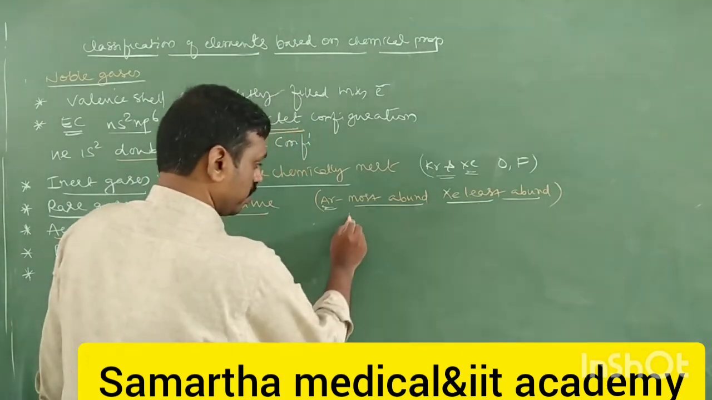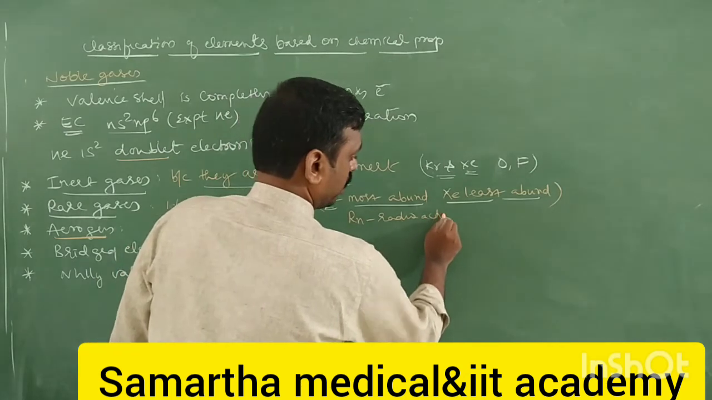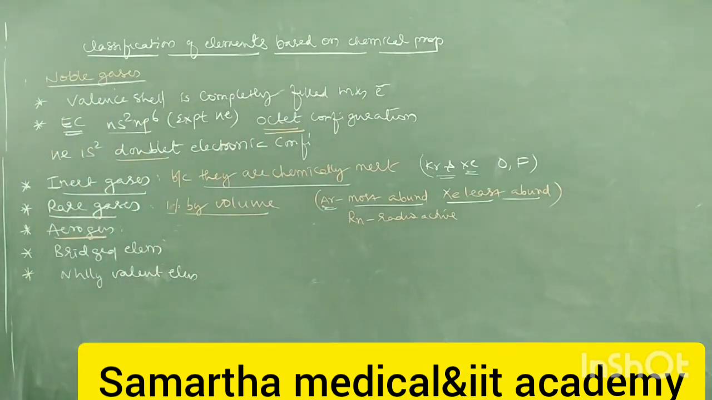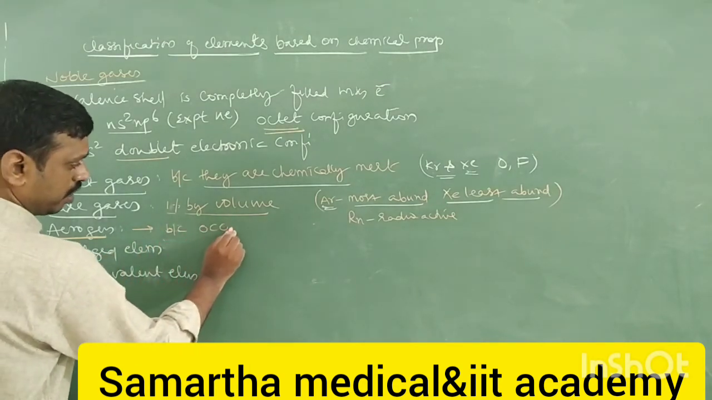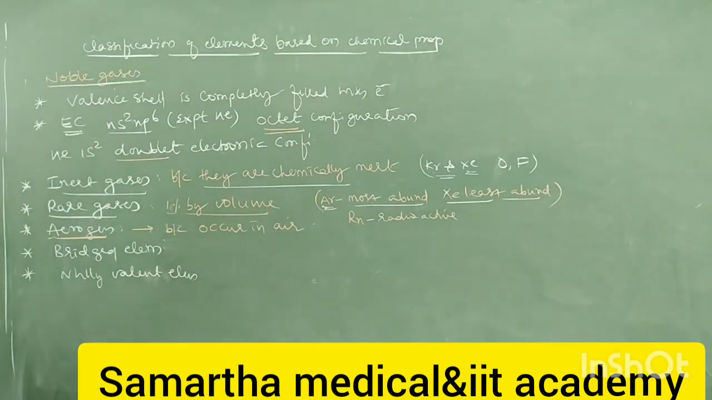So therefore, radon is a radioactive element. It does not occur in air. Next, what about aerogens? Why are they called aerogens? Because they occur in air. Since they occur in air, they are also called aerogens.